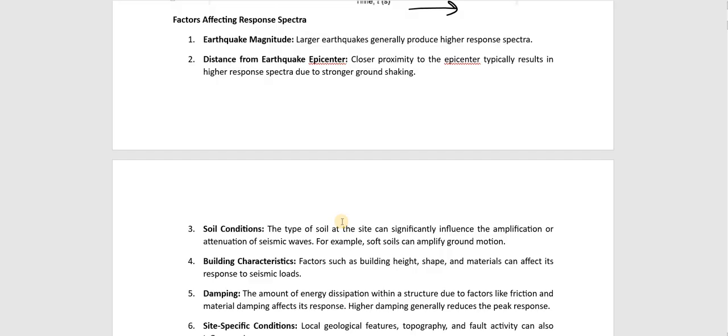So these are some of the factors affecting the response spectrum. One is earthquake magnitude. Larger earthquakes produce a higher response spectrum. Then distance from the earthquake epicenter. The epicenter is the location at which the earthquake has been generated. If we are taking a point near the epicenter, it will have a higher response spectrum. Then soil condition. The type of soil at the site can significantly influence the amplification.